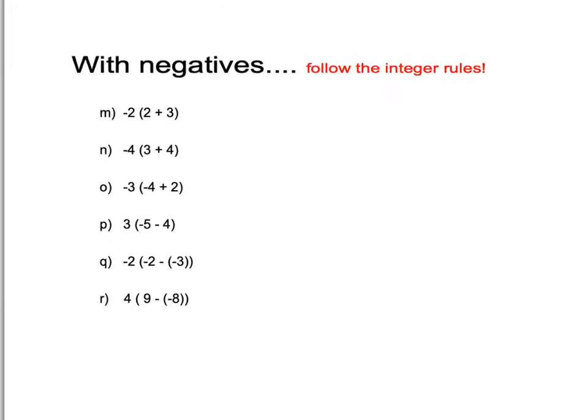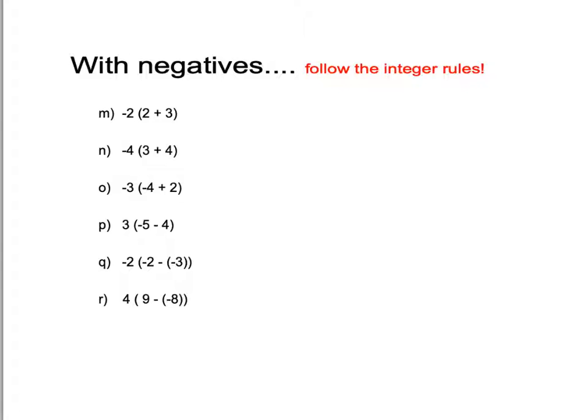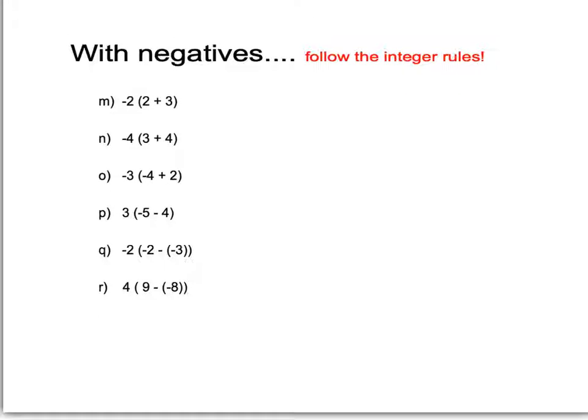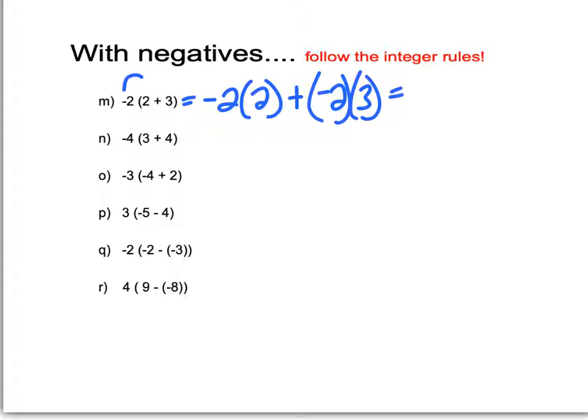Alright, let's look at what happens with negative signs involved. Letter M says a negative 2 times 2 plus 3, and using that distributive property just means I need to remember my integer rules. I like to put parentheses around my numbers just to make sure I'm grouping my negatives with the right number. You don't have to necessarily, it's the way I do it. So I get a negative 2 times a positive 2, so that's going to be a negative 4. And then a negative 2 times 3 is a negative 6.